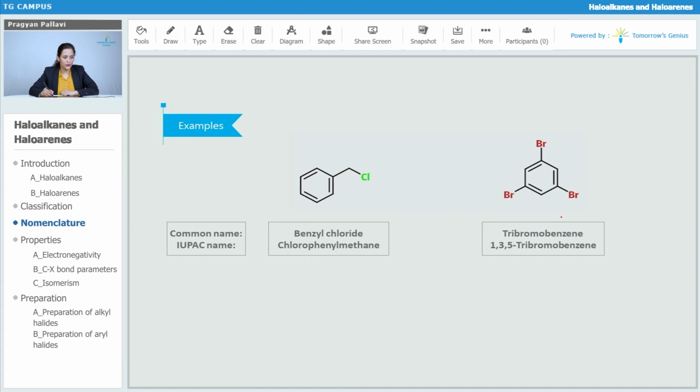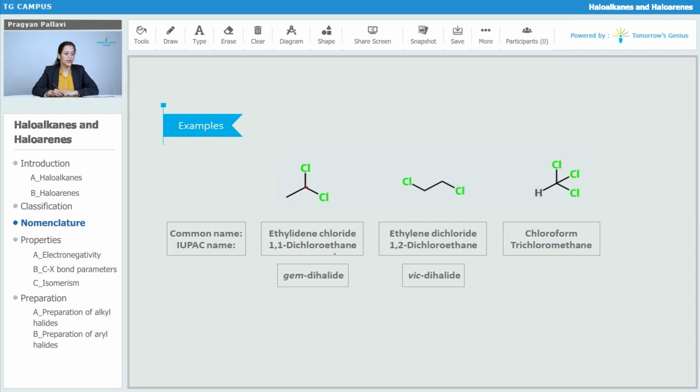And then when we are having this bromine attached to this benzene ring at position 1, 2, 3, 4, 5. So the bromine is attached to position 1, 3 and 5. Hence its IUPAC name will be 1,3,5-tribromobenzene, and the common name will be simply tribromobenzene. Now let's take an example of when we are having 2 chlorine attached to the same carbon. So its common name will be ethylidene chloride. However, its IUPAC name will be, since it is at position 1, 1,1-dichloroethane.